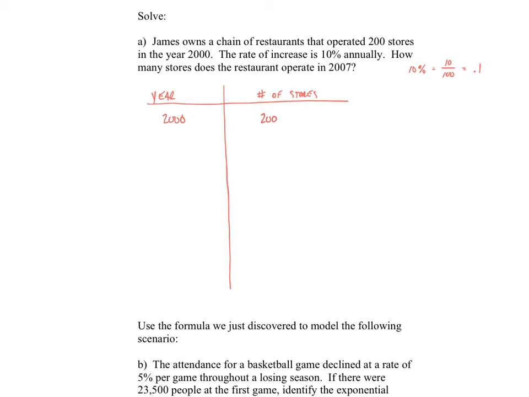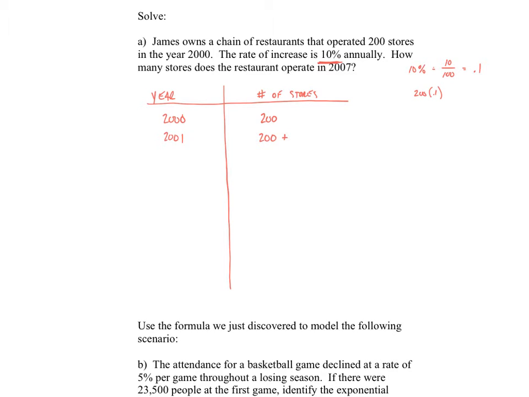stores. Pretty easy. Okay, in 2001, he still has those 200 stores. He's still got those. But he also added some more stores to that. So how many stores did he add? Well, the rate of increase is 10% of whatever amount of stores he already had. So how could I find 10% of 200? Well, I could do 200 times 10%, right?